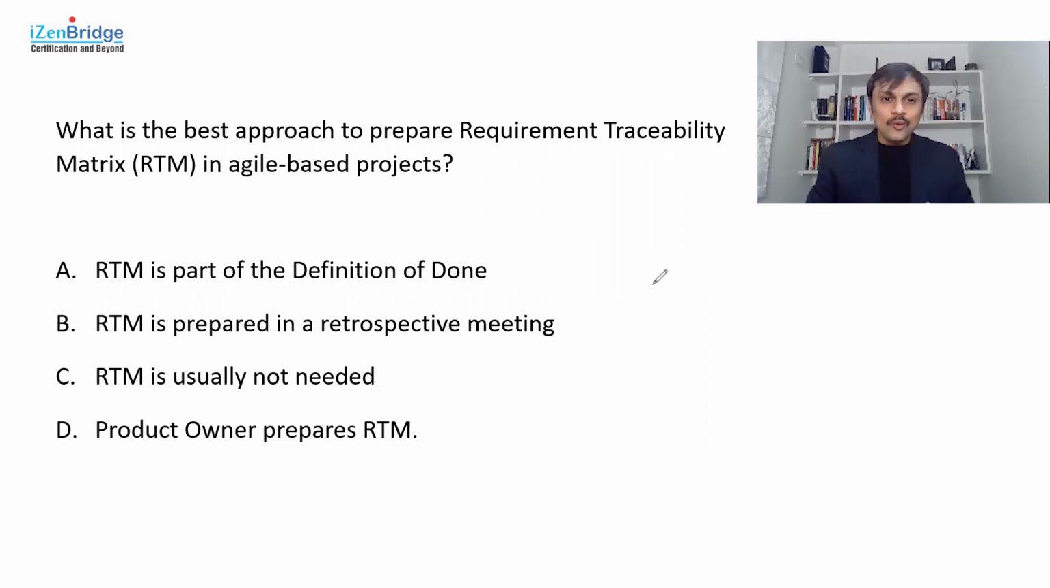Question 8. What is the best approach to prepare requirement traceability matrix in Agile-based projects? Okay, RTM in Agile, let's see what the options are. A, RTM is a part of definition of done. B, RTM is prepared in a retrospective meeting. C, RTM is usually not needed. D, product owner prepares RTM. Okay, so this seems to be tricky. I pause and let you choose your choices.